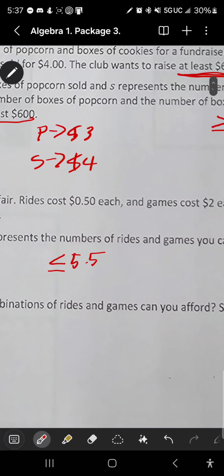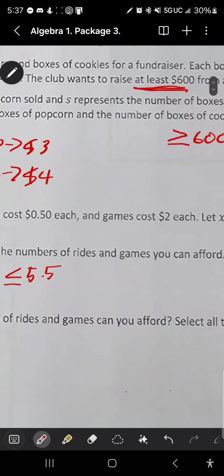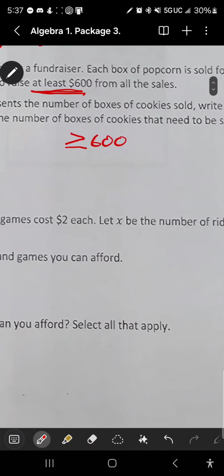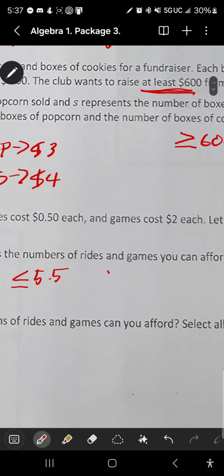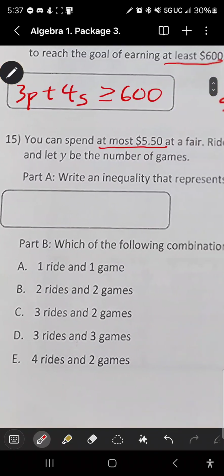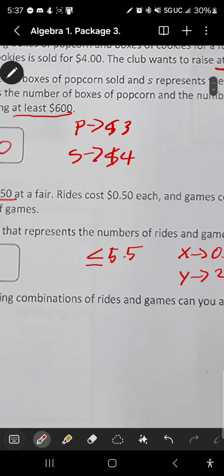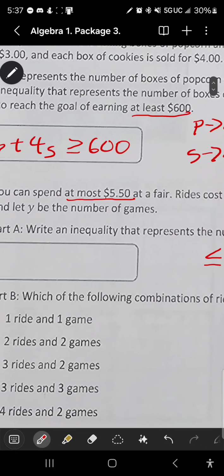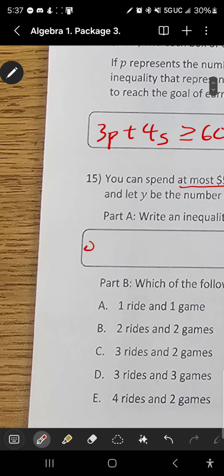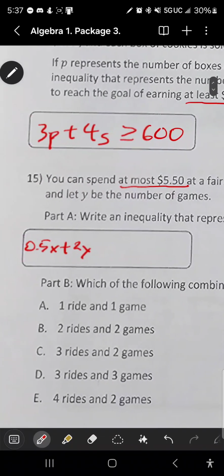Now, rides cost 0.5 and games cost $2. Let x be the number of rides, so x goes with 0.5, and y the number of games, and y goes with 2. So we again have everything we need. Okay, so I'm going to say 0.5x plus 2y. Since it is at most, we are going to say that it needs to be less than or equal to 5.5.